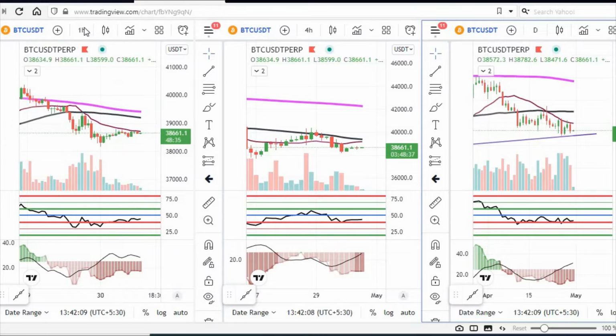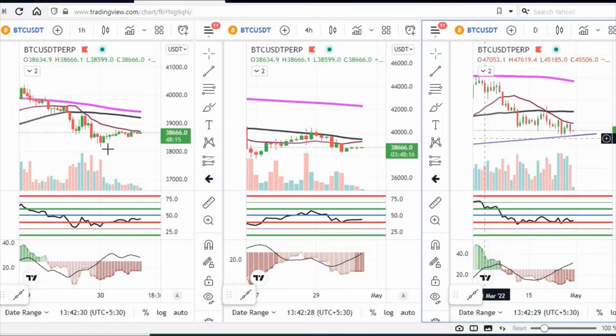What we are seeing in front of us is first the 1 hourly chart, this is the 4 hourly chart, and here is the daily chart. In all three time frames, I have loaded only three moving averages. This is the 200 period moving average, this is the 50 period moving average, this is the 20 VWAP, right? And the same goes for the 4 hourly and daily chart.